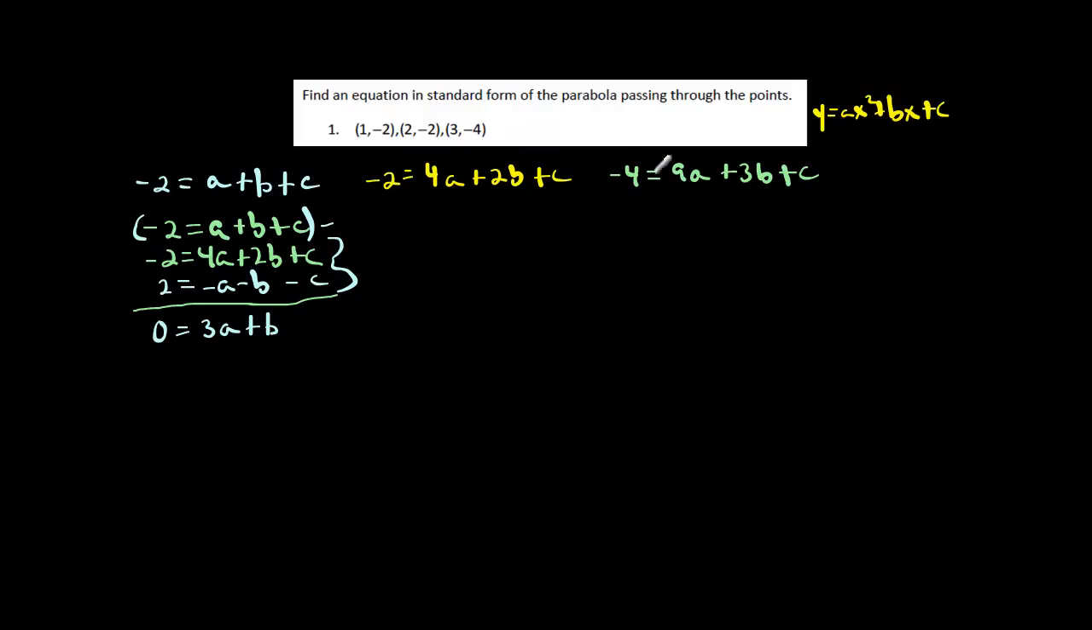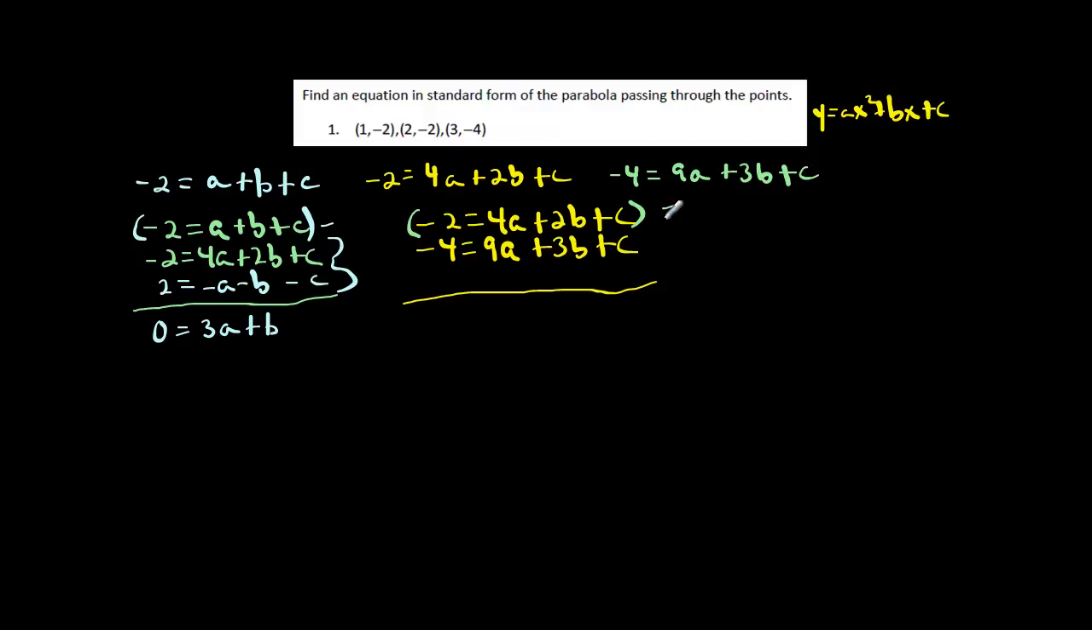What we'll do now is take the second and third and put them together. Draw a line. Multiply the top by a negative. So we'll have 2 equals -4a minus 2b minus c. So we add down, and we get -2 equals 5a plus b, and the b's cancel.